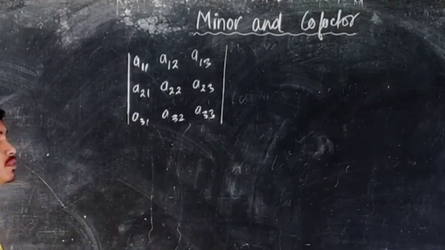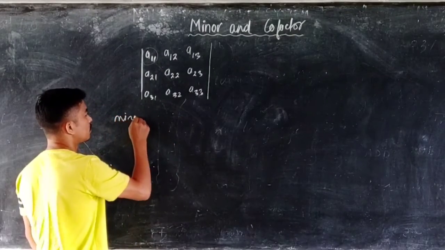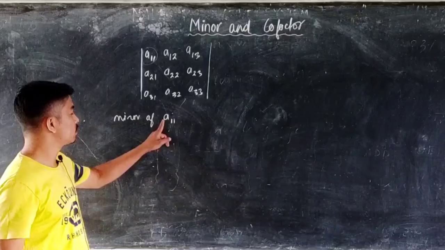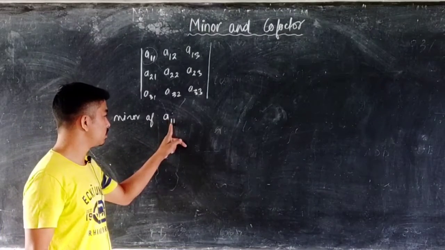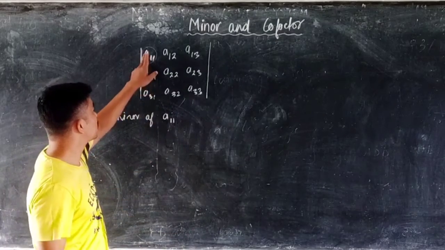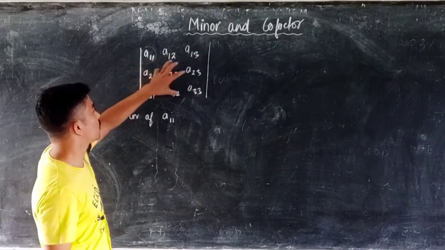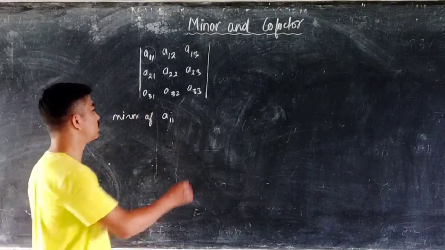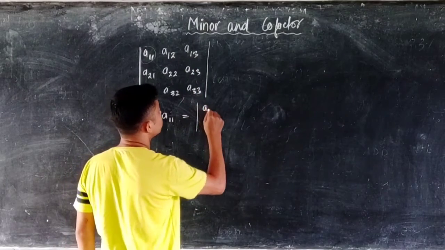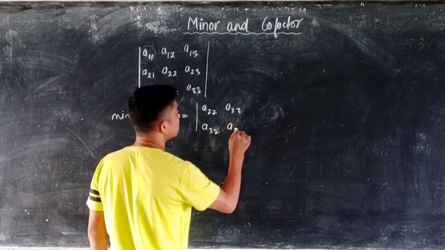Coming to the minor of the element A11, if you are asked to find the minor of the first element A11, it is the element from the first row and the first column. To find this, I eliminate the first row and the first column. After eliminating them, whatever determinant is obtained is known as its minor. Here, eliminating the first column and the first row, I have the determinant A22, A23, A32 and finally A33.